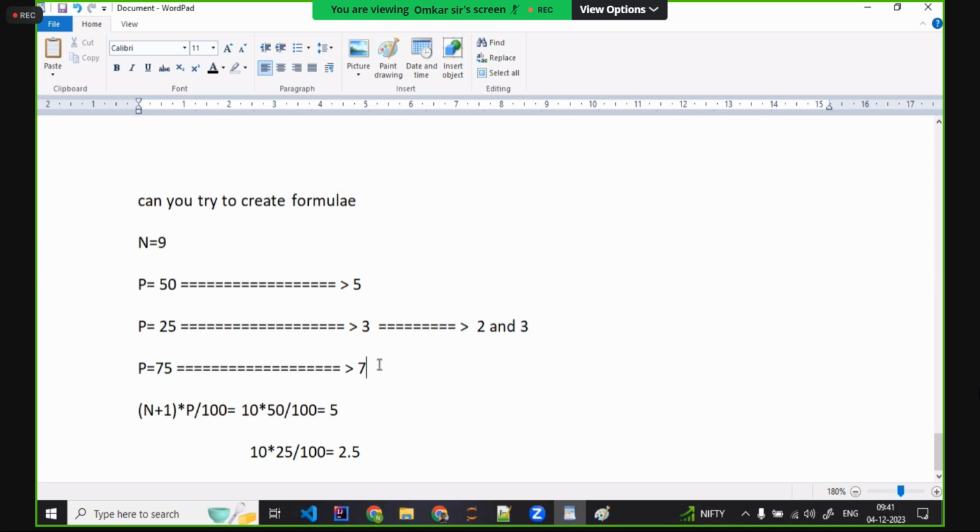And this is nothing but between 6 and 7. Between 6 and 7. Is formula valid now? N plus 1, P by 100. Is the formula valid now? Tell me, make a formula.